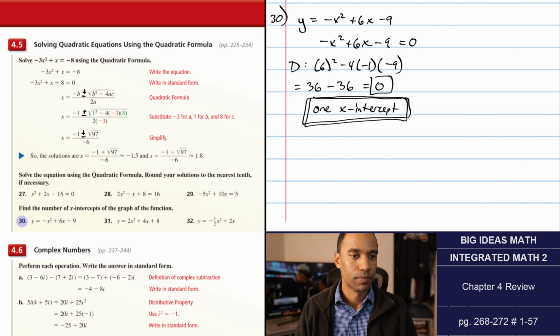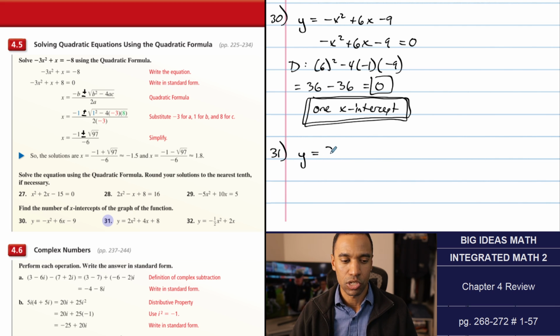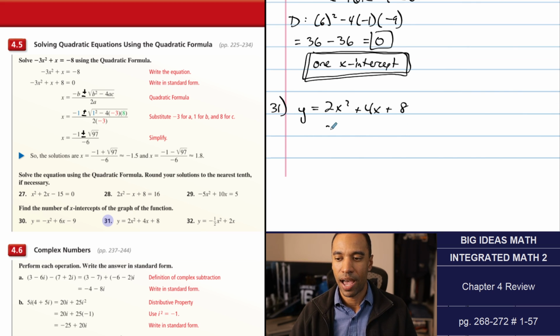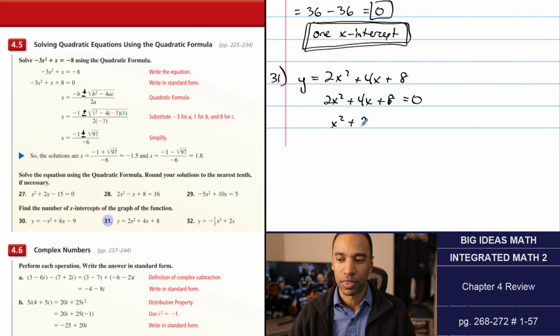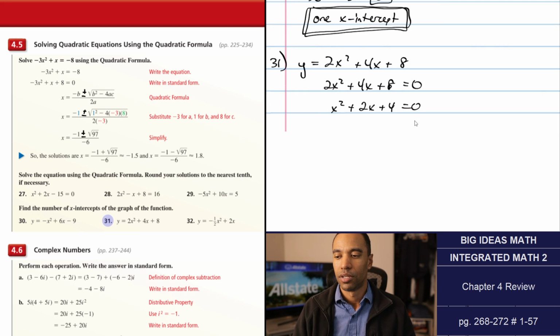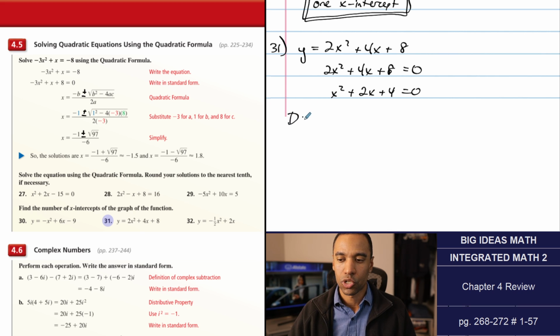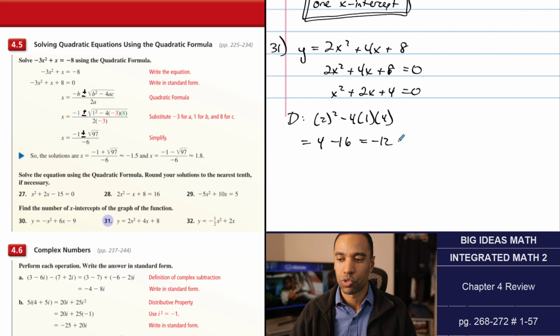Number 31, we have y equals 2x squared plus 4x plus 8. In the same vein, setting this equal to 0 gives me one added benefit that ordinarily I wouldn't have. I wouldn't divide everything by 2 while there's still a y in the equation. But if we're finding x-intercepts, we're finding out when this equals 0 technically. So when I divide everything by 2, I've made everything smaller. It helps, even if a little bit. Your discriminant will be b squared minus 4ac, which is 4 minus 16, which is negative 12.